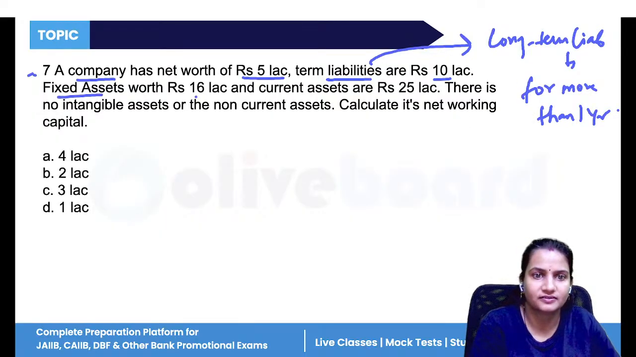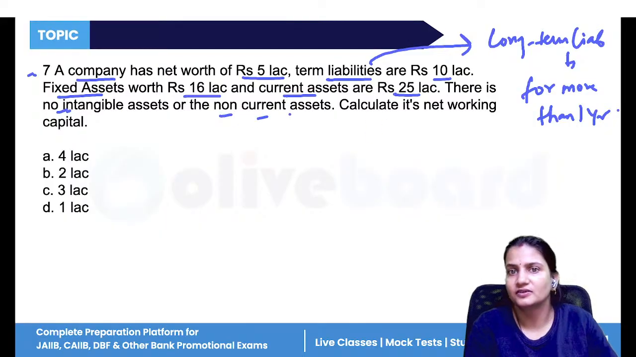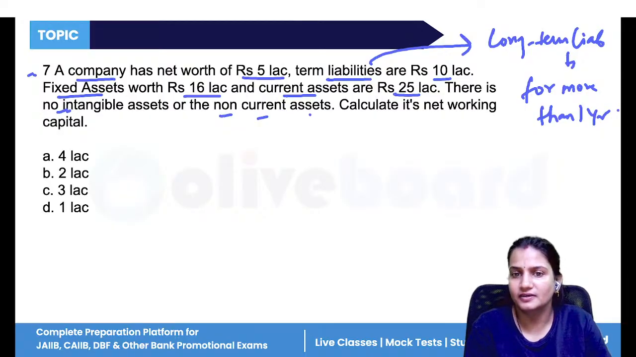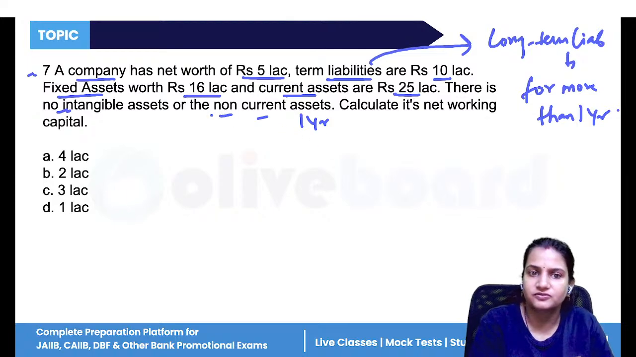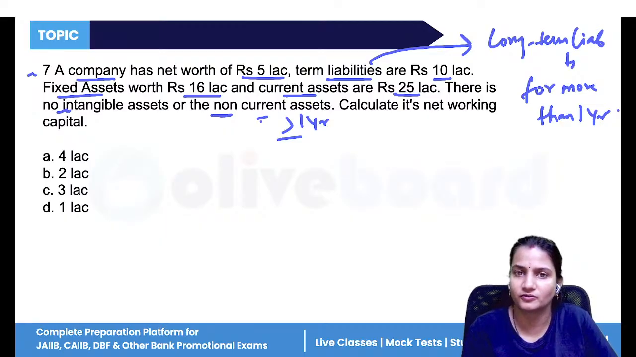Now, fixed assets 16 lakh, current assets 25 lakh. Now, no tangible, intangible assets are there, or non-current assets are also not there. Non-current assets means assets whose value is for more than 1 year. Current assets are those assets whose value can be regained within 1 year or less, but non-current assets are 1 year or more than that.